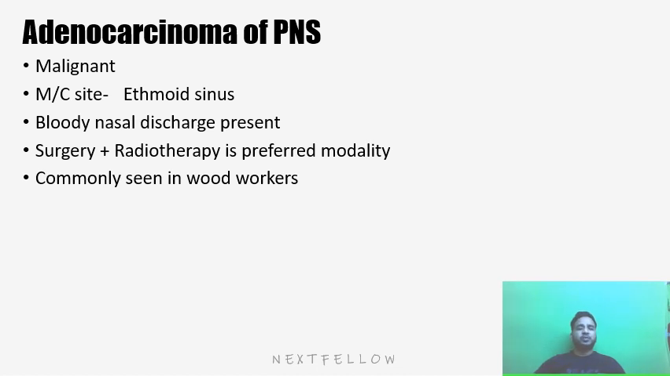Now, adenocarcinoma of the paranasal sinuses. We have discussed this is the most common carcinoma in woodworkers. Again, this is a malignant variety. The most common site is the ethmoidal sinus and it is mainly present in woodworkers. Again, there will be lymph node involvement and bloody nasal discharge. Treatment is surgery plus radiotherapy. If it is ethmoidal or maxillary, we can again go for Weber-Ferguson incision.